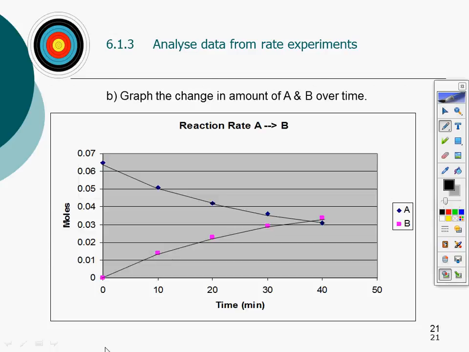Next, graph the change in amount of A and B over time. I went ahead and put it up here for you. I gave you a slide to do it. It shouldn't be hard. I actually used a little bit of Excel to do mine, so it was very simple for me. If you notice, we're going to plateau. These lines are going to continue very close to each other. So all I did was plot.